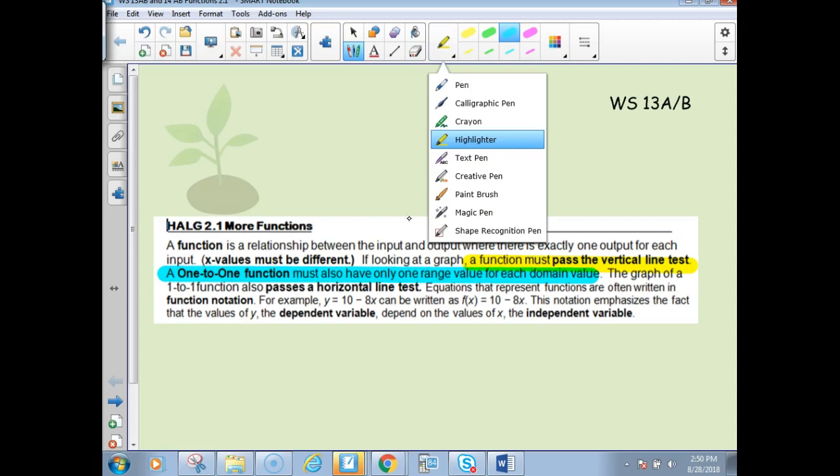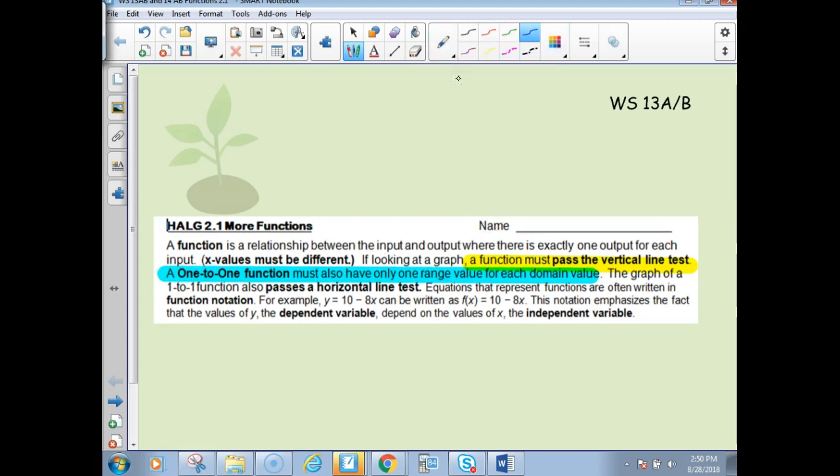Now, the domain, guys, are the inputs. So the input, those are your X's, and that's the domain. The output is the range, and those are the Y's, the Y values. You need to know the difference. So input, X's; output, Y values. If you're looking again at the graph, it has to pass the vertical line test to be a function, and if it's one-to-one, it must also pass a horizontal line test, meaning it can only hit it once horizontally.